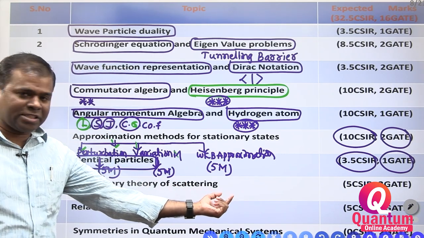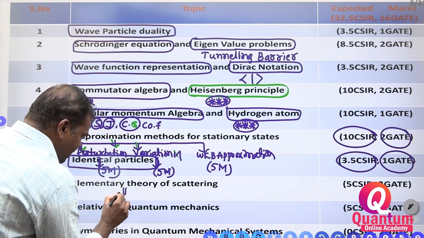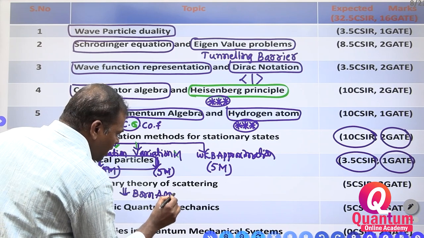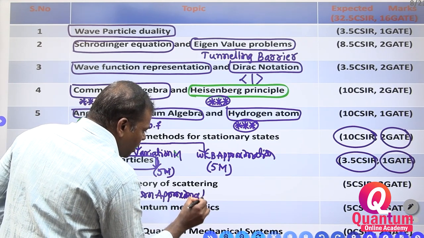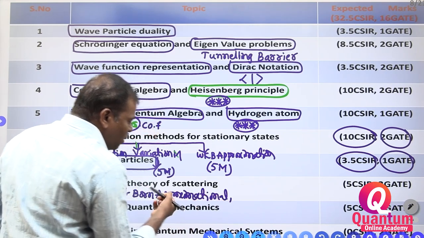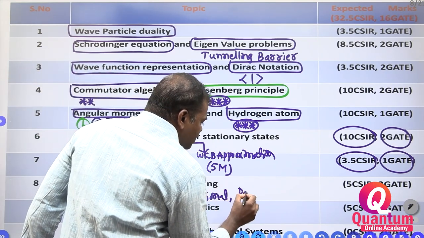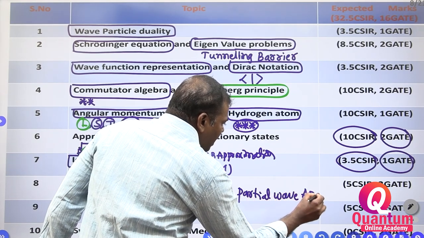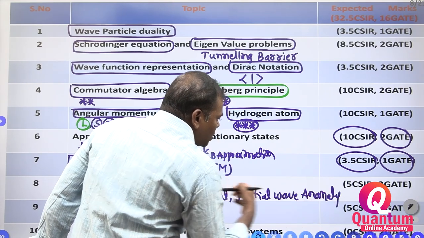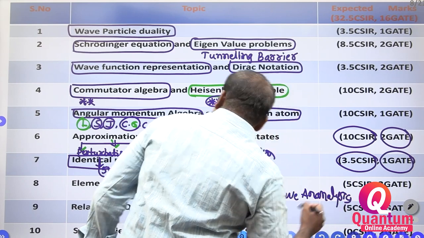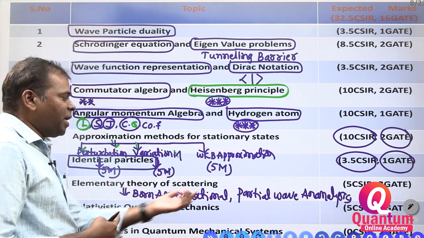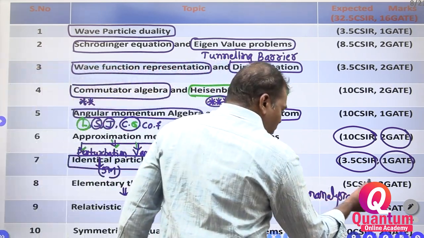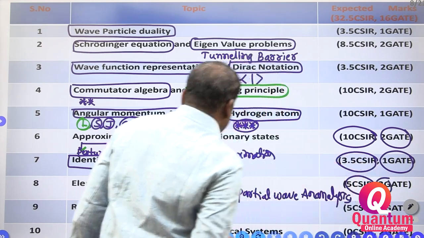Next, the elementary theory of scattering. This is very, very important. In the elementary theory of scattering, the Born approximation is there, and the Born approximation is very, very important. Partial wave analysis, Born approximation, phase shifts: those things we have to learn in scattering theory. A 5 marks question you will surely get in CSIR, and 2 marks for the GATE exam.